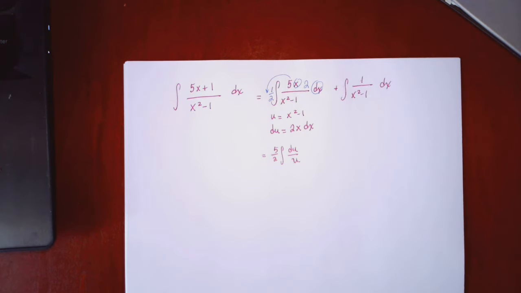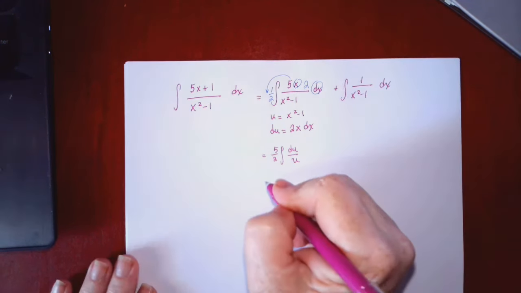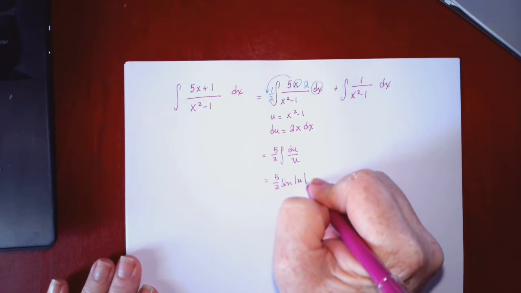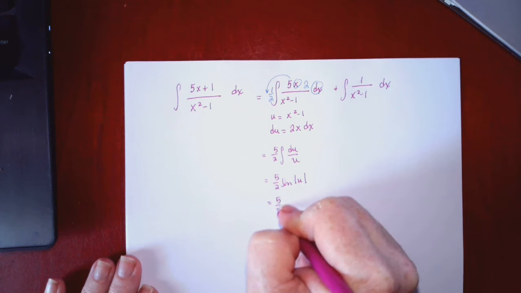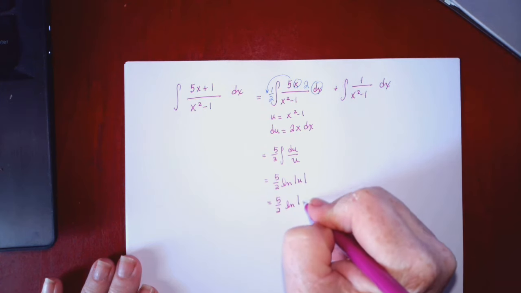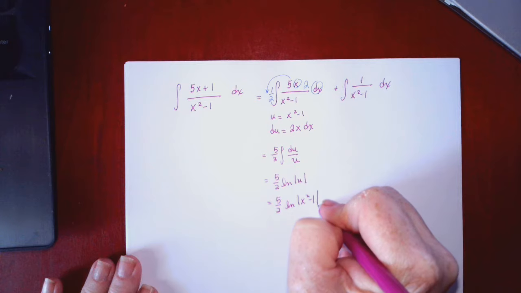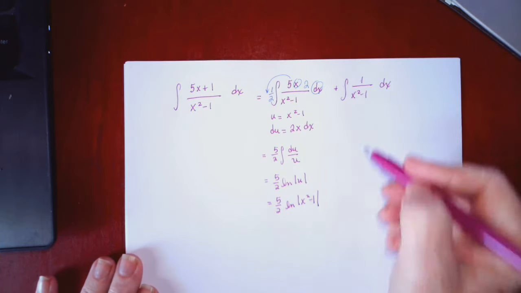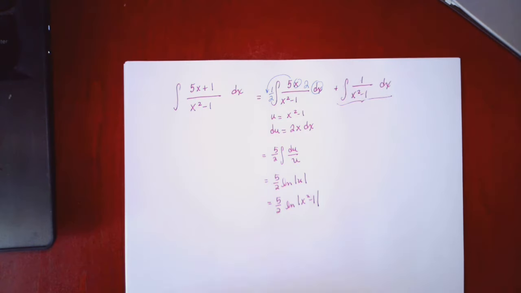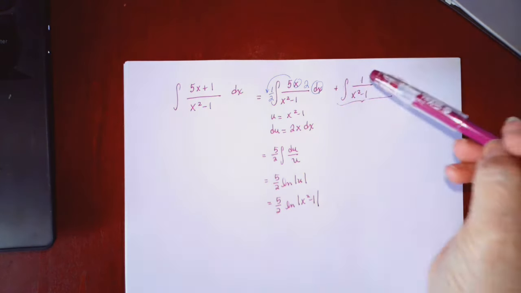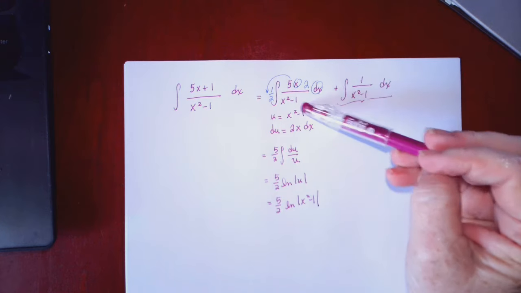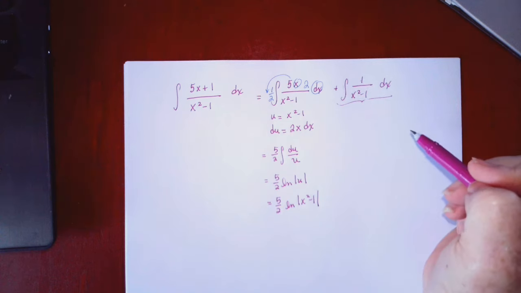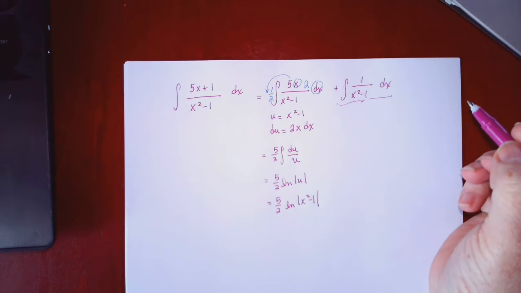So that part we've done before, yeah? So this would just be 5/2 the natural log of absolute u, or 5/2 the natural log of absolute x squared minus 1. But that's just from the first part of that fraction. I also have to integrate this one. Now, if I had an x up there, it would have been great because I would have just done that. But I don't. And so with what we know now, what I would have to do is a trig substitution.